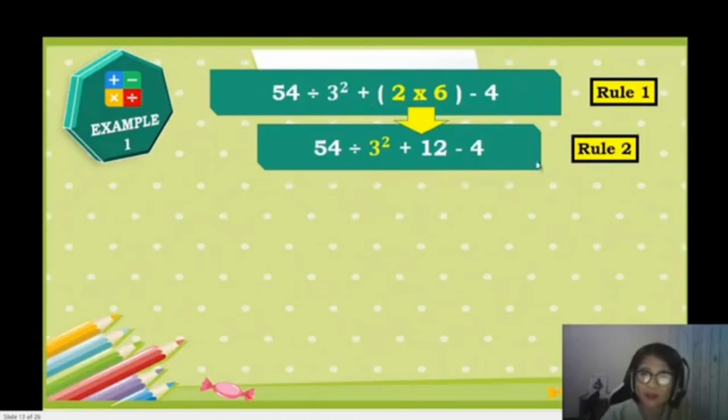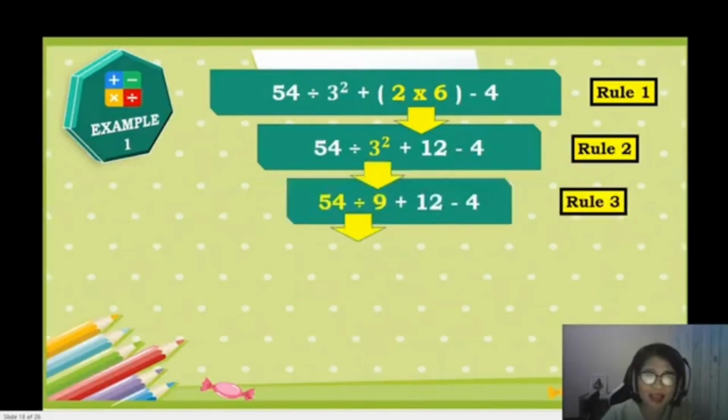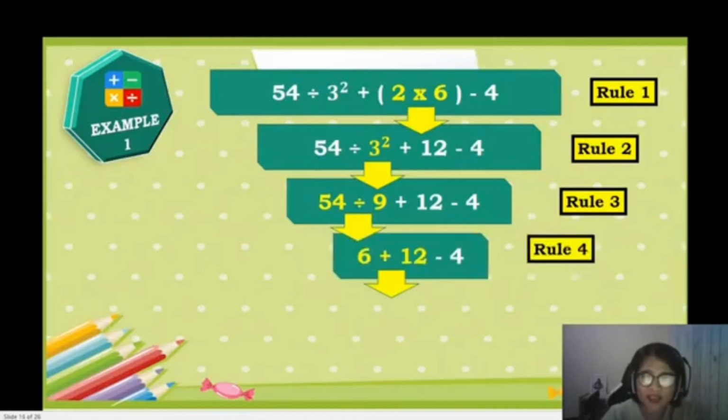The next rule to be applied is rule number 2, which is the exponent. 3 to the second power will give us 9. And then bring down again all the numbers that are not yet done. So this time we have 54 divided by 9 plus 12 minus 4. The next rule to be applied is rule number 3, which is multiplication or division. In this case, we have division. So let's do that first. 54 divided by 9 will give us 6. And then bring down plus 12 minus 4.